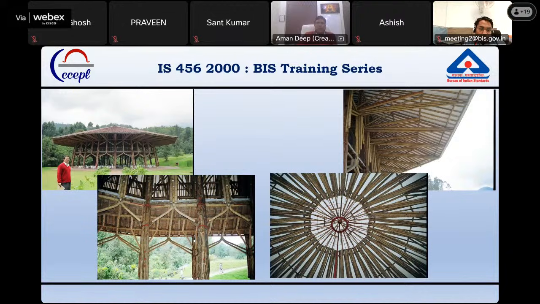And with this, now I'm coming to the close: we have to consider the environment also when we consider our analysis and designs. Concrete as such is a very durable, good and sustainable material if we are able to make very long life structures.